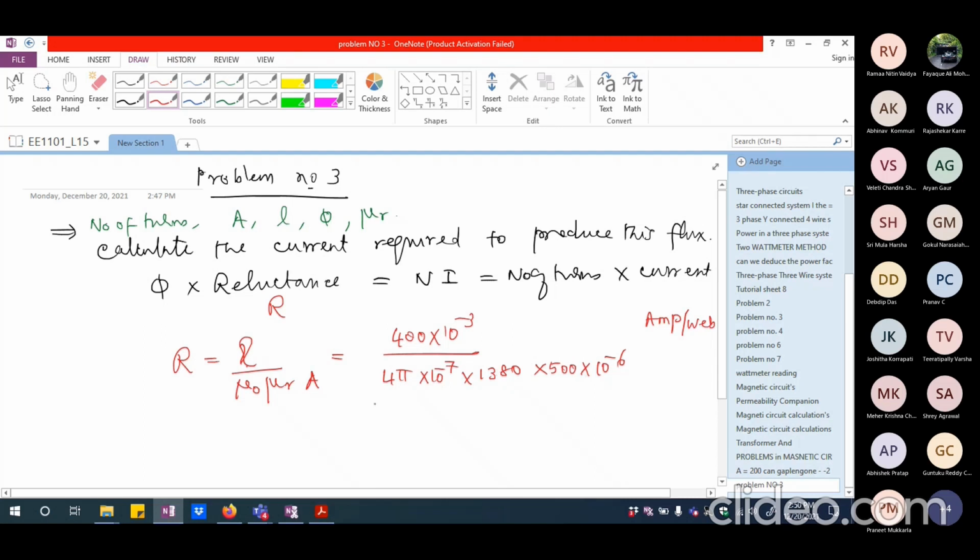Once I get that, I multiply that reluctance with the flux given, which will give me number of turns multiplied by current. I have been given the number of turns, which is 200. So I divide whatever I get as flux multiplied by reluctance by 200 to get the current value. Okay, fine. Any questions? Any questions on this?